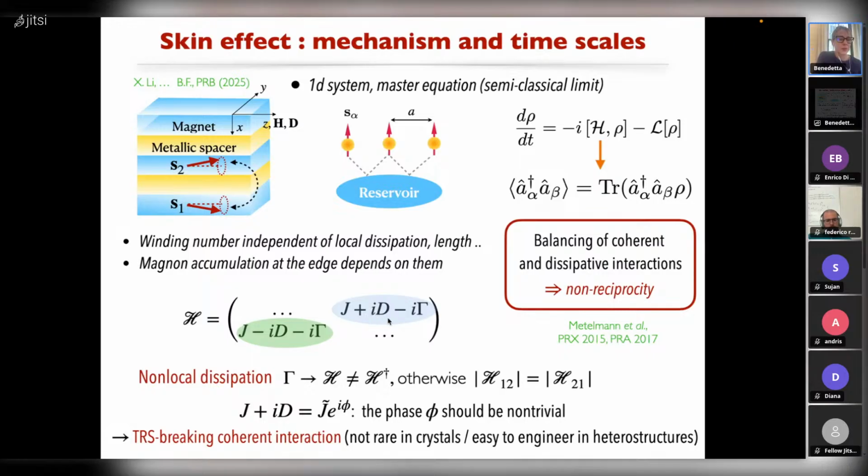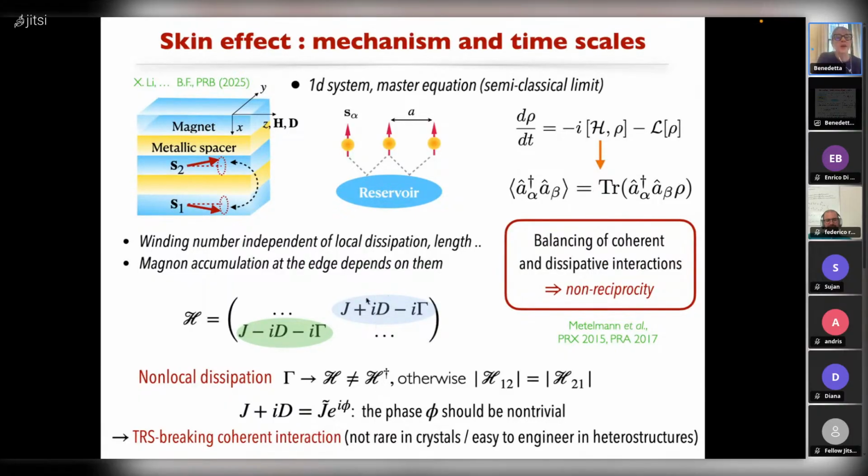And this term, because of the chiral nature of this interaction, comes with an imaginary unit, but it still has to be Hermitian, so it has to switch sign when you look at the two off-diagonal components. On the other side, you have also non-local dissipation, and now you can, I think, easily see that by tuning the relative ratio between D and gamma, you can really imprint effective non-reciprocity in the system.